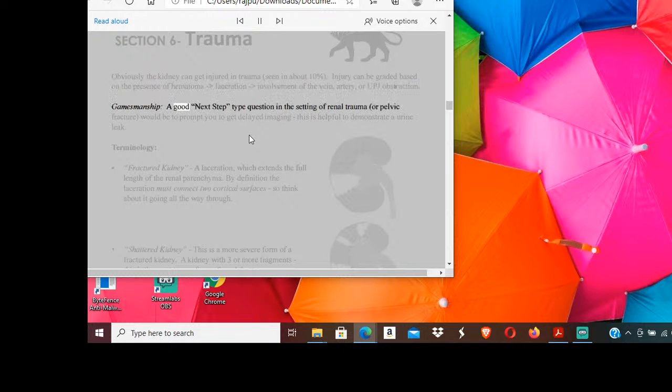Gamesmanship. A good next step type question in the setting of renal trauma, or pelvic fracture, would be to prompt you to get delayed imaging. This is helpful to demonstrate a urine leak.